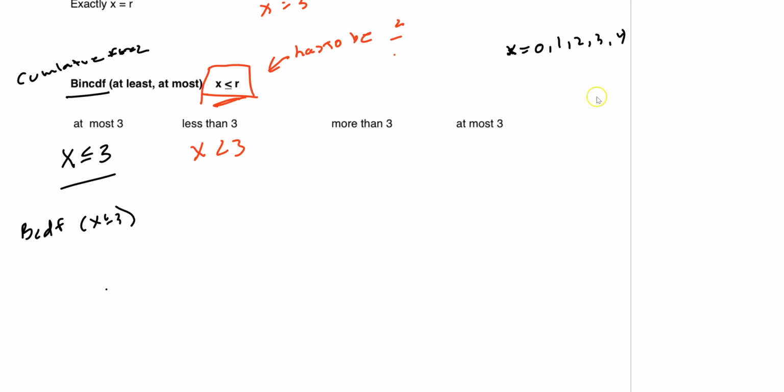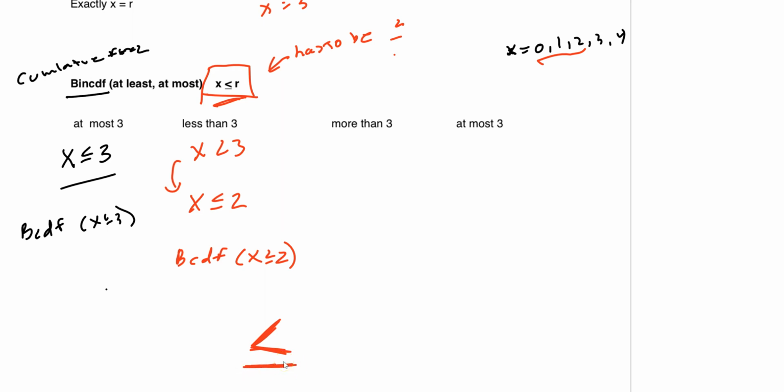Now go back to here. If you're less than 3, what does that mean? Well, remember, because you can't go in between values, there's no 2.5. If you're less than 3, that means you're less than or equal to 2. So if you want less than, the way it works here is you go down a level. This is the same thing as saying X is less than or equal to 2. And that's what you put in your calculator. Binomial CDF, X is less than or equal to 2. Again, because I cannot stress enough, it has to be less than or equal to.